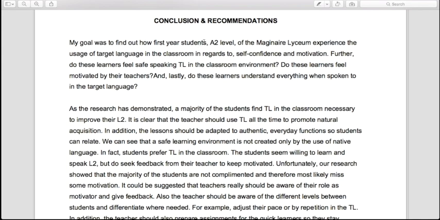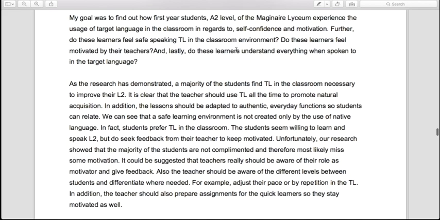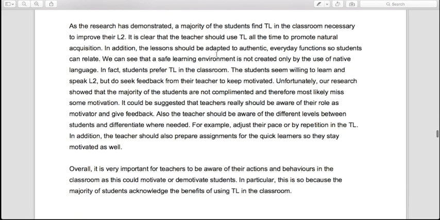And then the last bit of writing, anyway, here in the paper itself is the conclusion and the recommendations. Okay, so again, what was the research all about? And what can we conclude from it? Well, we can see that a safe learning environment is not created only by the use of native language. In fact, students prefer target language in the classroom. The students seem willing to learn and speak, but do seek feedback from their teacher to keep motivated. Unfortunately, our research showed that the majority of the students are not complimented and therefore most likely miss some motivation.